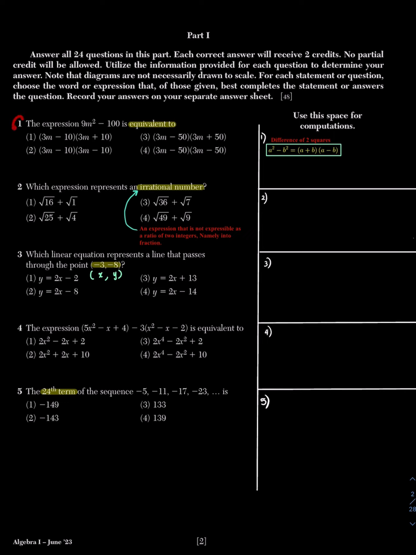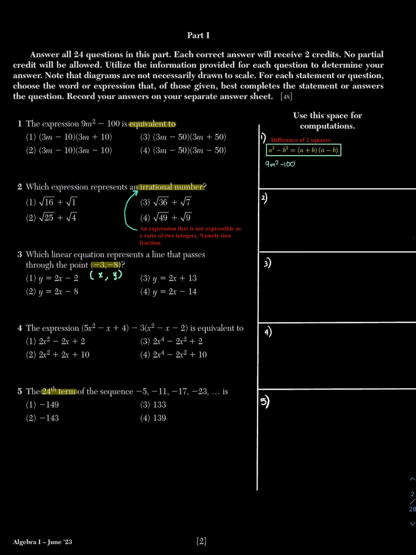So for question number 1, the expression 9m squared minus 100 is equivalent to which of the following choices? So this expression here is actually classified as the difference of 2 squares. So we have a squared minus b squared, and that can be broken down into 2 factors, namely a minus b times a plus b. So let's go ahead and look at what we can do here.